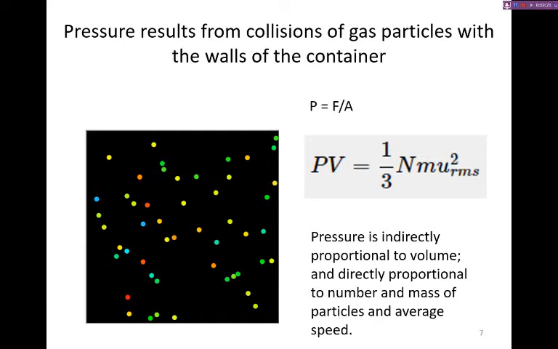However, if you increase the volume, you're going to be increasing the area. And so the particles are going to be hitting less frequently, and therefore decreasing the total pressure on the container.